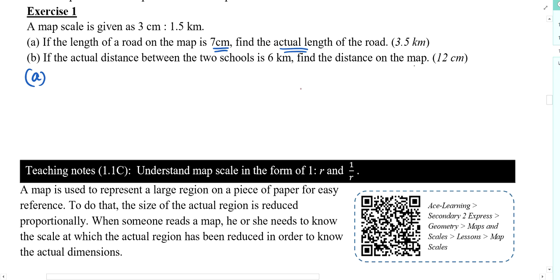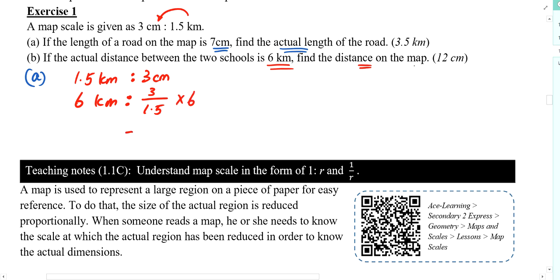For part B, we've got the actual distance being 6 kilometers. Find the distance on the map. Okay, now we have to work backwards. 1.5 kilometers to 3 cm. 6 kilometers to 3 over 1.5 times 6 to give us 12 cm. This is one way of doing it.